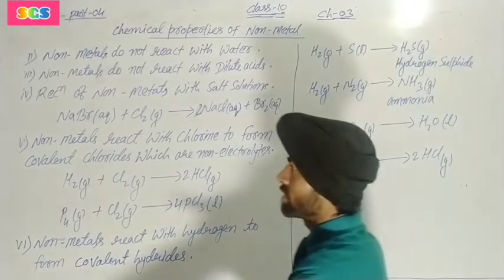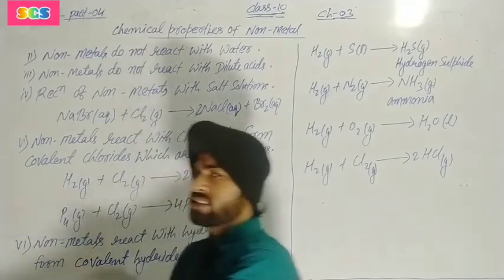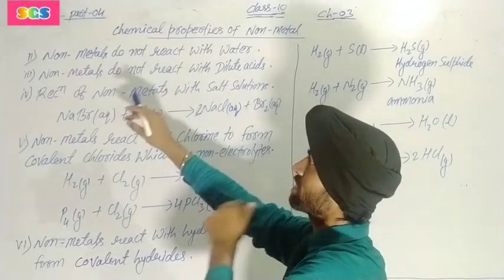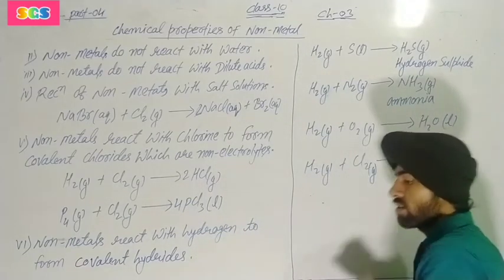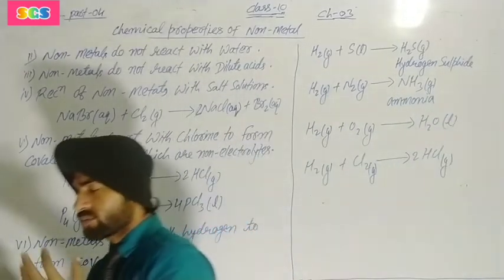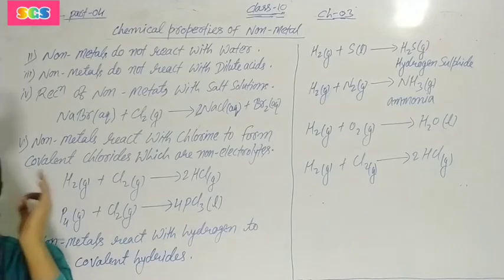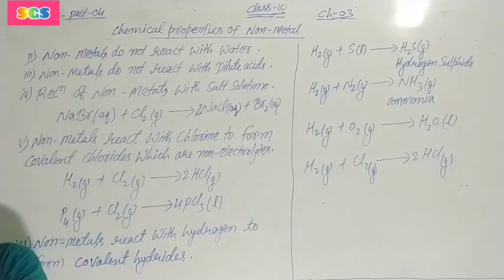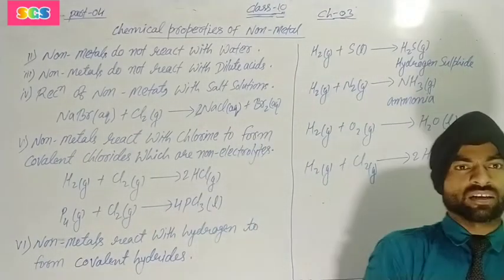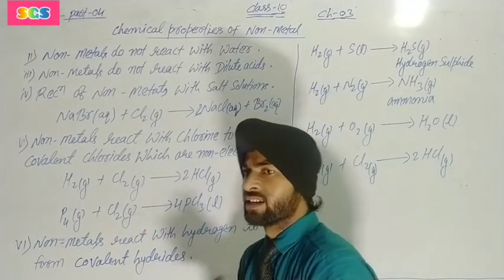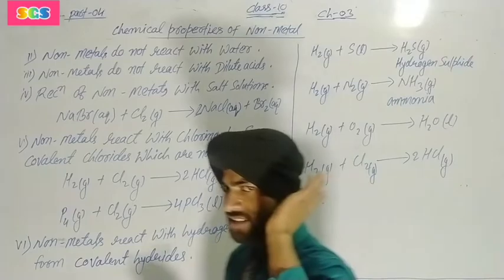Okay, so another property, the chemical properties of non-metals, we are reading the reaction of non-metals with salt solution. If a non-metal reacts with salt solution, then that non-metal must be more reactive than the non-metal present in the salt solution. Then the reaction can take place, otherwise the reaction can't take place.